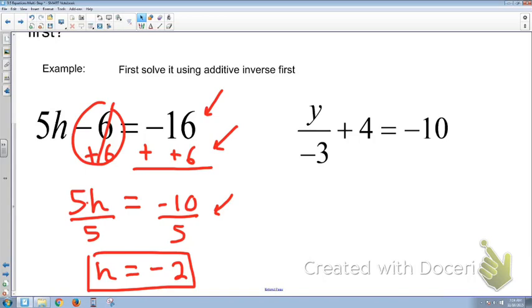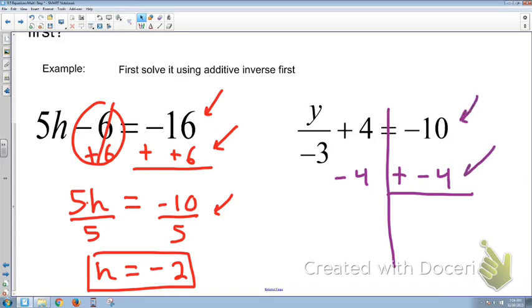so if you ever have an option to undo addition or subtraction first, you're going to do that. So that's my positive 4. I want to undo a positive 4 first by subtracting 4 from both sides. Remember I've got two sides of the equation, starting with the side with a variable. And so I'm going to add these together, and so a negative 10 plus a negative 4 is a negative 14, and that equal sign comes down. This goes to 0, and I'm left with y divided by negative 3.